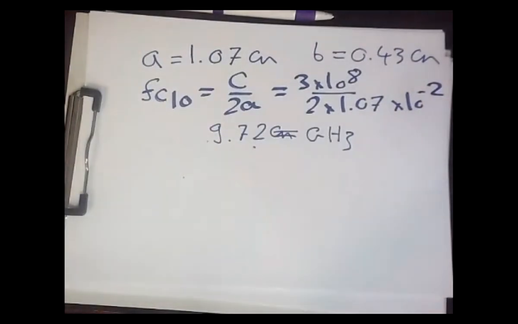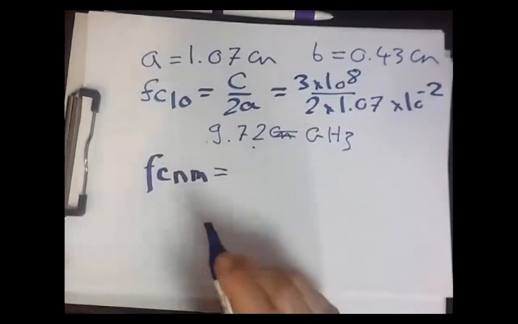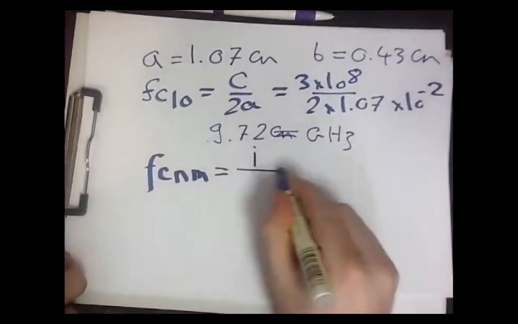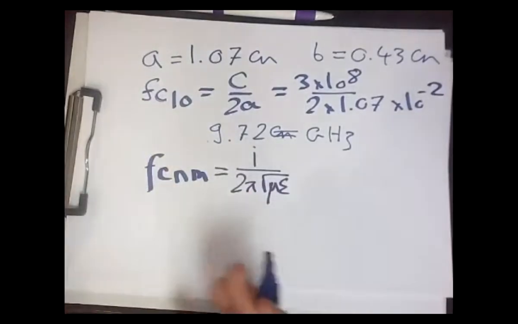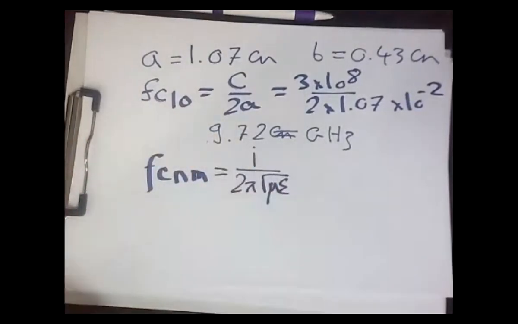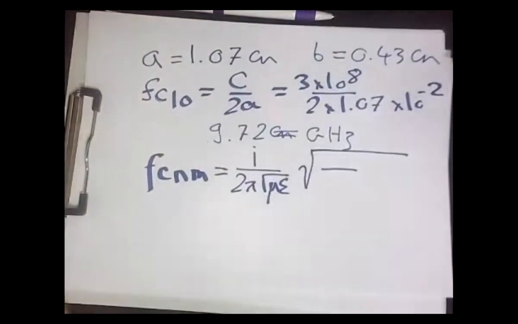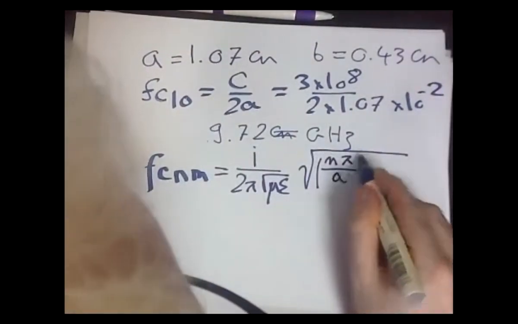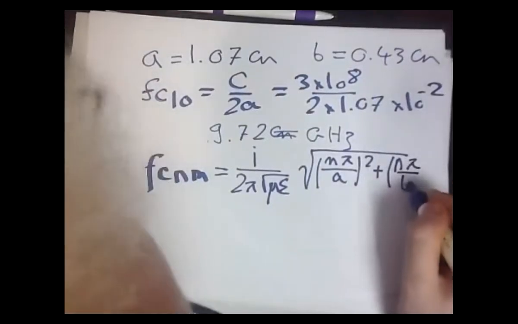But what if I told you that I need to calculate the next mode? Okay, so you will go to the general cutoff equation. So f_c nm is equal to 1 over 2 pi root mu epsilon. Again, this mu epsilon can be easily replaced by c. So 1 over root mu epsilon is c, times the root of (m pi over a) whole squared plus (n pi over b) whole squared.